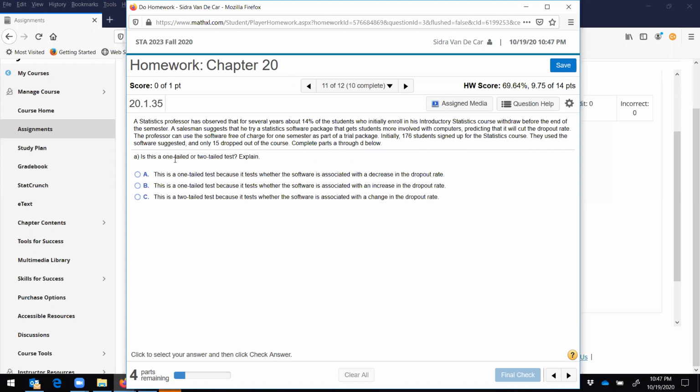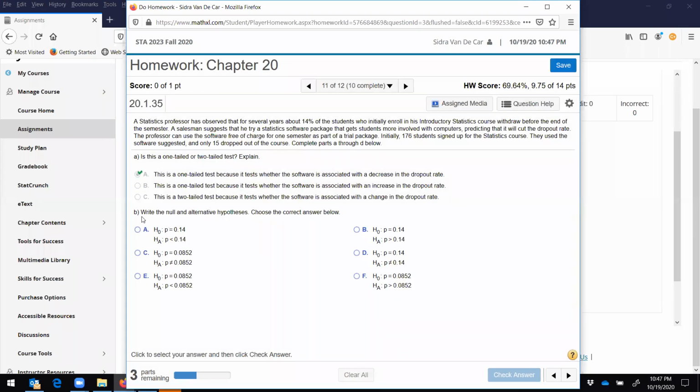Okay, this is one-tailed because he thought using the software would decrease the dropout rate. So our null is that we drop out at a rate of 14%, so it should be p equals 0.14. So here, we think we're decreasing it, so the alternative would be that we go lower.